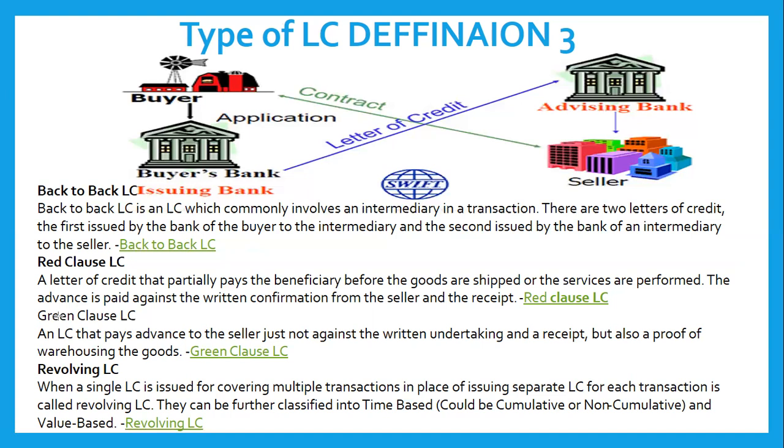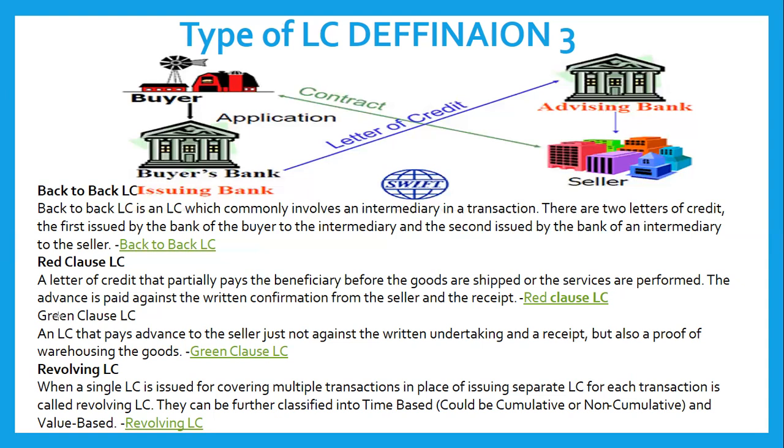So now we will talk about the revolving LC. This is the third kind of LC in this third session. Revolving LC: when a single LC is issued for covering multiple transactions in place of issuing a separate LC for each transaction, it is called a revolving LC. To avoid separate multiple transactions, only one LC can be opened for many shipments. They can be further classified into time based, which could be cumulative or non-cumulative, and value based.